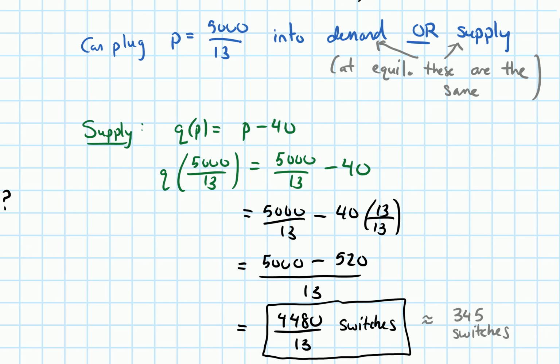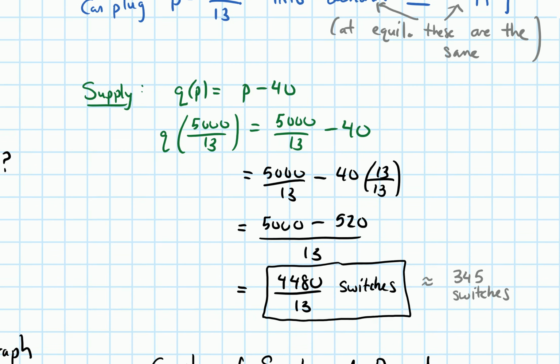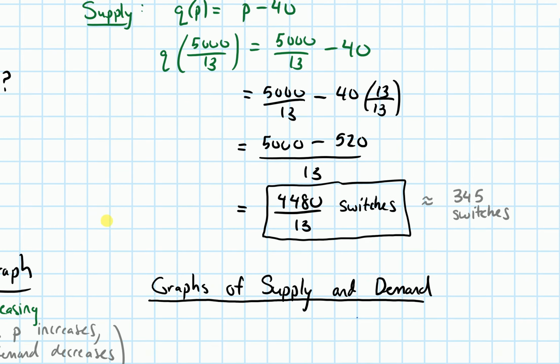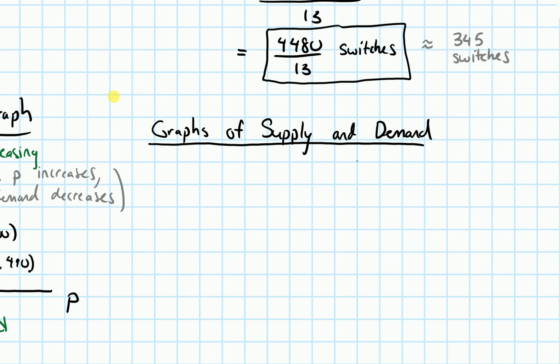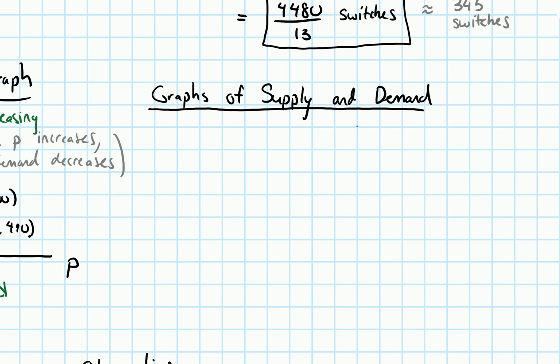All right, so next I want to look at a graph of both the supply and the demand together to see what's going on at equilibrium in the graph, and then point out some key observations. All right, so let's draw a graph. So I'm going to draw some axes. Okay, so this is the p-axis, this is the q-axis, and I'm going to draw 2 graphs.